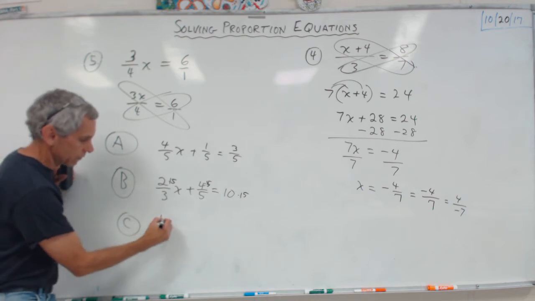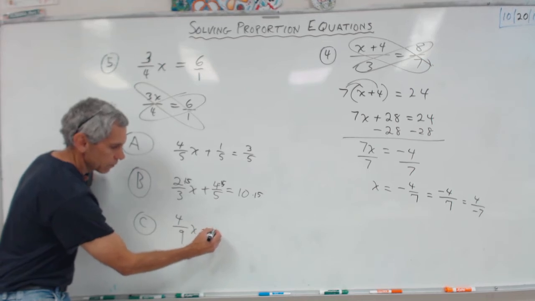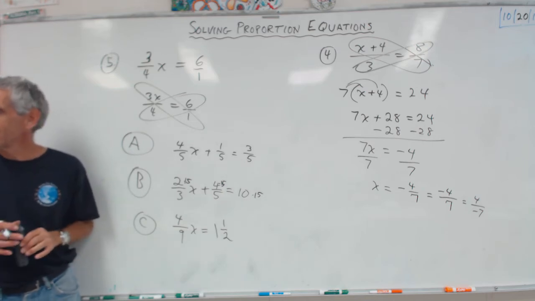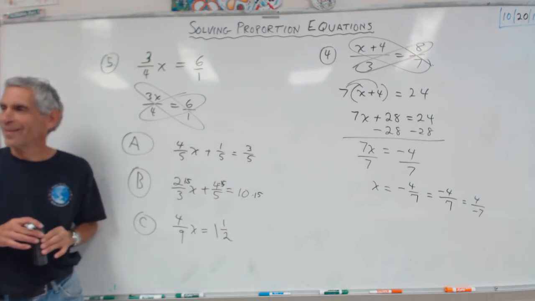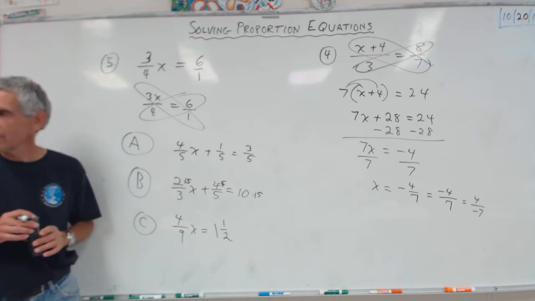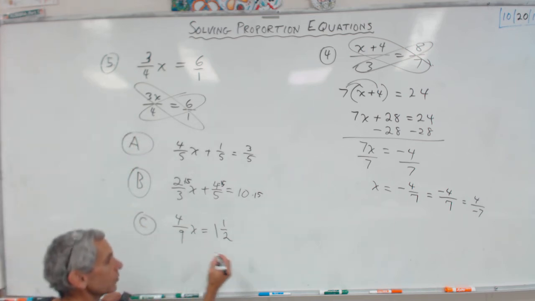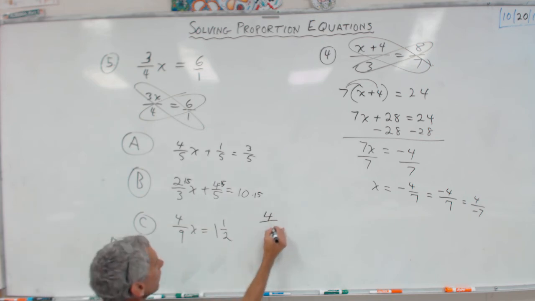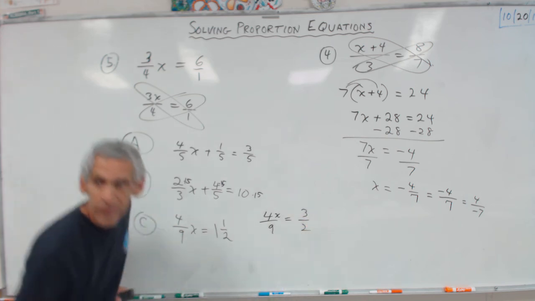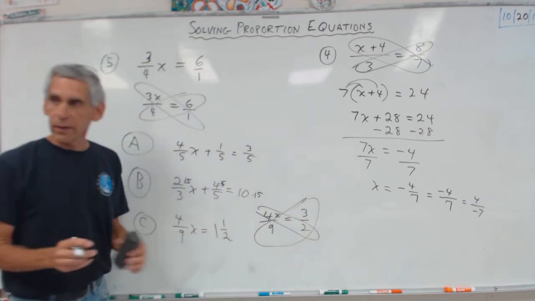All right, what if I gave you this? Okay, Gardner. You would have 4x divided by 9 equals 3 halves. Okay, yes. So he rewrote it as 4x over 9 is equal to 3 halves. And now it's a proportion, right? And you would cross multiply, right?